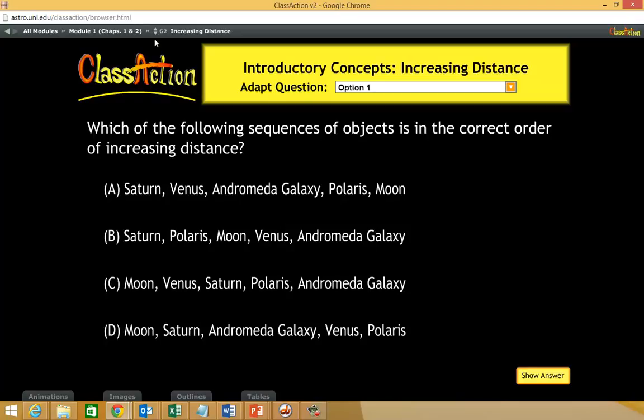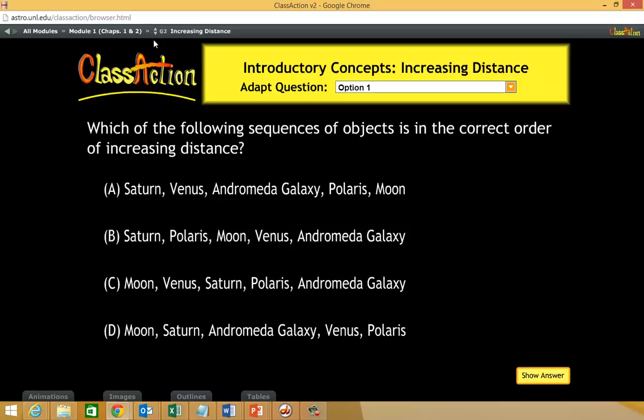Well, when we compare the next step, notice in C we go from Moon to Venus to Saturn, whereas in D we go from the Moon to Saturn to Andromeda. If you know your distances, if you kind of looked in the book a little bit, you'll note that the Moon obviously is closest to us.